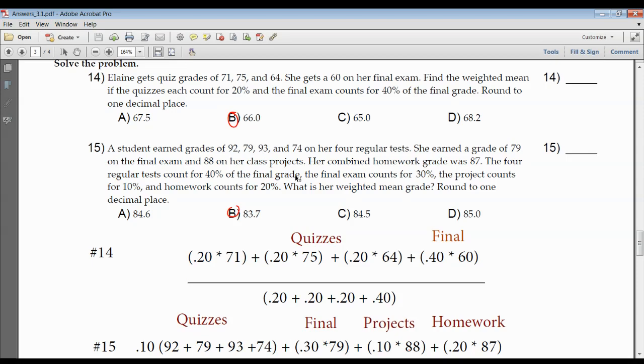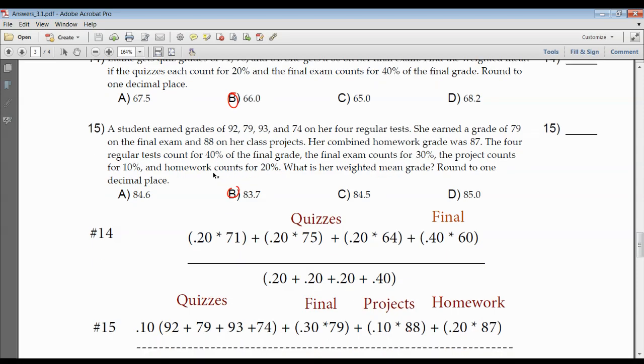Number 15, a student earned grades of 92, 79, and so forth on 4 regular tests, 79 on the final, 88 in class projects. Your combined homework grade was 87. The 4 regular tests were worth 40%. That does not imply that each test is 40%. Is that the sum of all of them? So if there are 4 of them, they're worth 40%. Each one was worth 10%.